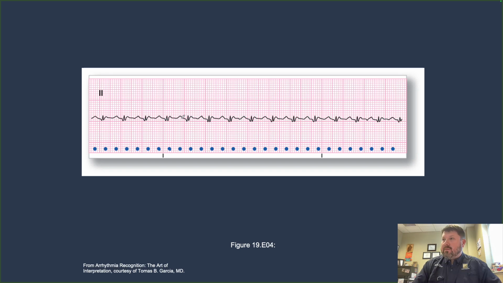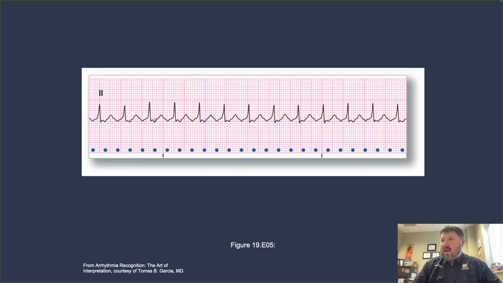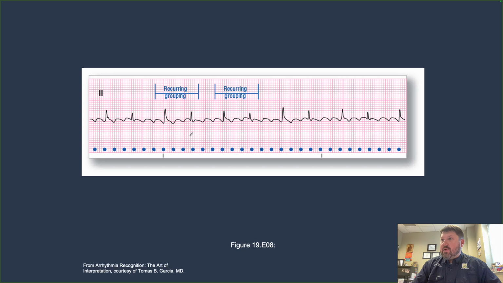Again, you've got flutter waves and a small QRS, flutter waves of different sizes here, and then a QRS. This is a variable conduction with recurring grouping, so you've got a 3-to-1, 3-to-1, 2-to-1, 3-to-1.